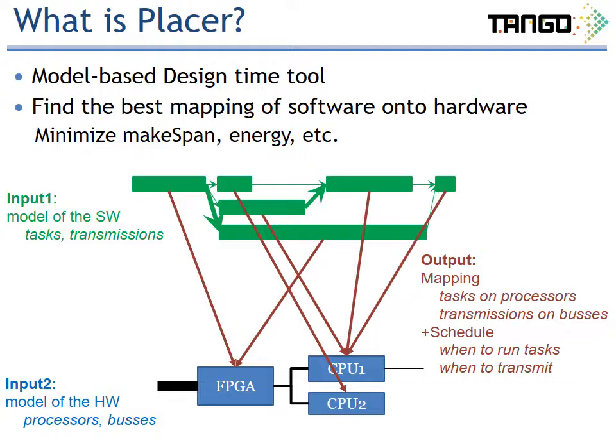Concretely, the input is divided into two main parts. We have the model of the software in green on the slide, which is task-based and includes the transmission. And in blue, you have the other input, which is the model of the hardware, including the processing elements, such as FPGA or CPU, and the buses. And in red, you have the output, which is the mapping. So where do tasks execute and when do they execute as well? Notice that the mapping also mentions when transmissions occur and on which bus they have to occur in case you have several possible buses.